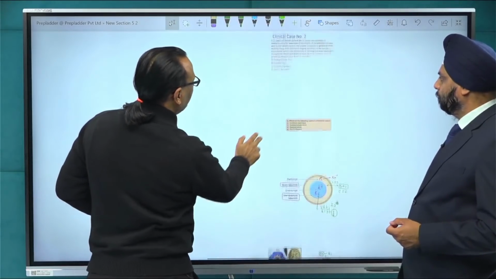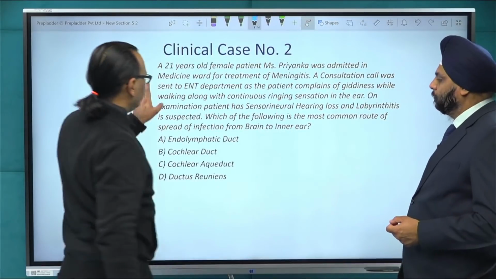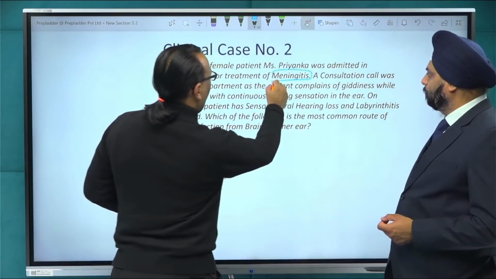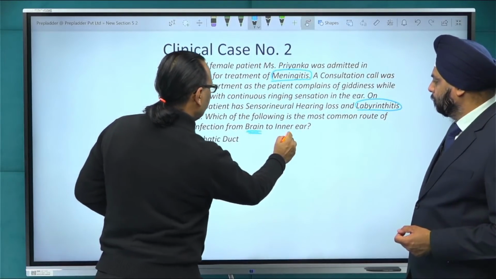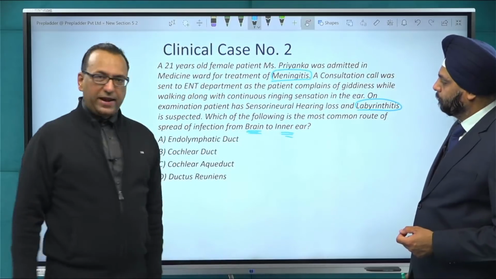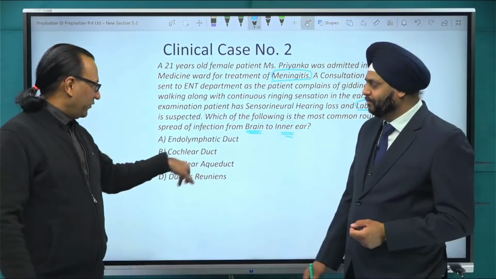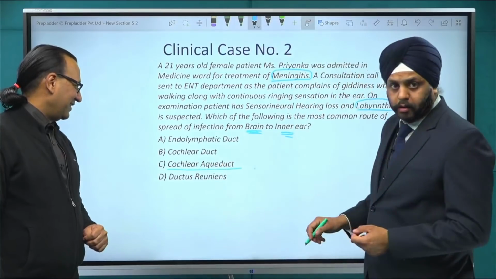If you look at the question again, this is the question they're asking. If you have this lady who is having meningitis, and then there is labyrinthitis, what is this structure which is bringing the infection from the brain to the inner ear? So what do you think is the answer? Sir can take over from here a little bit. So the answer, sir has already told you, is the cochlear aqueduct, right?